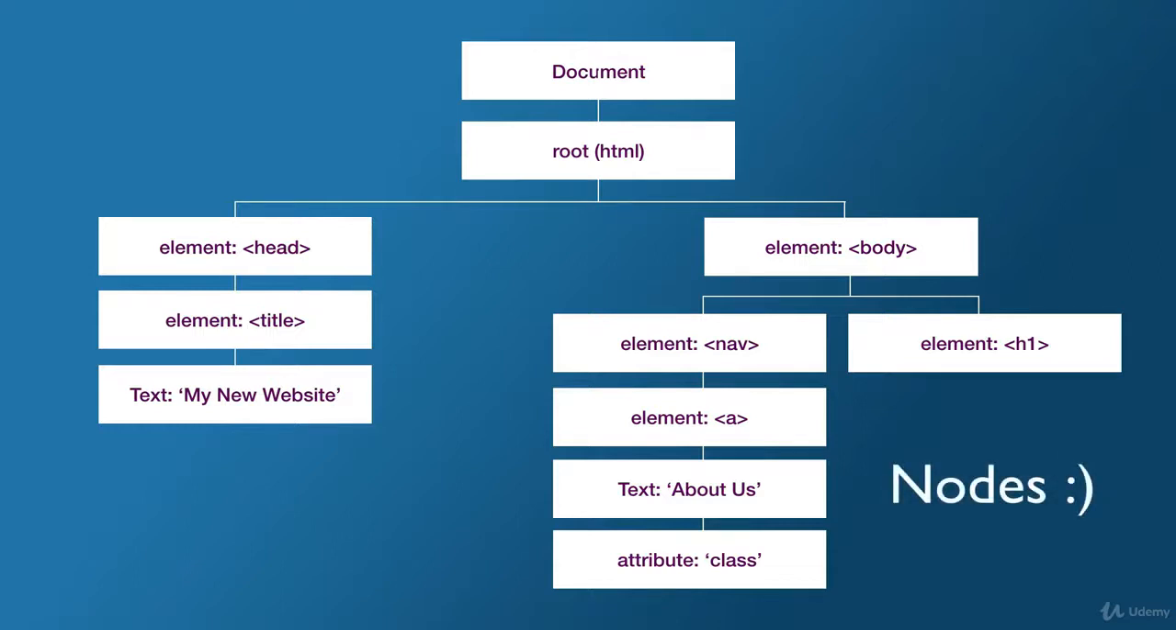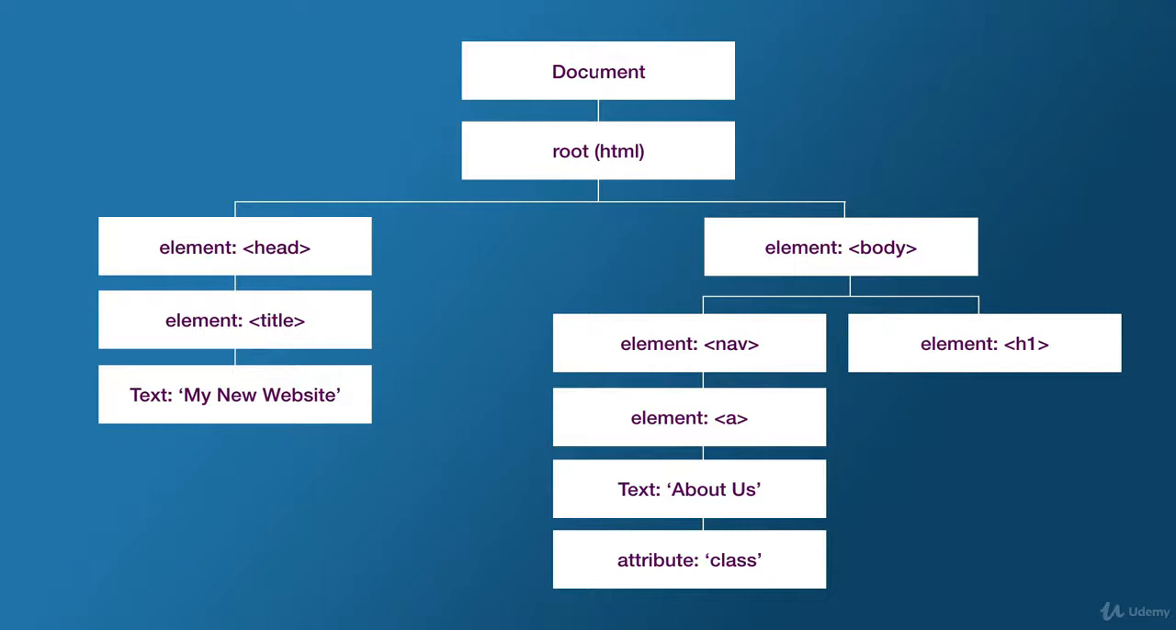And the DOM is how these nodes are connected. So you can see you have a class that is inside an anchor. This anchor is inside a navigation. This navigation is inside the body. And this body is inside the HTML, which is inside the document. So the DOM is going to be how these are connected one to the other.